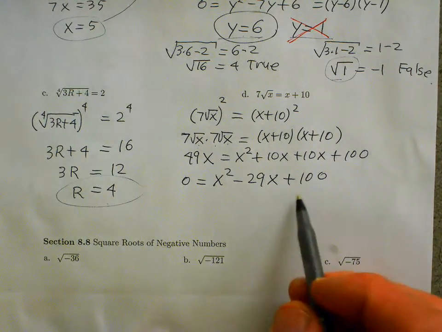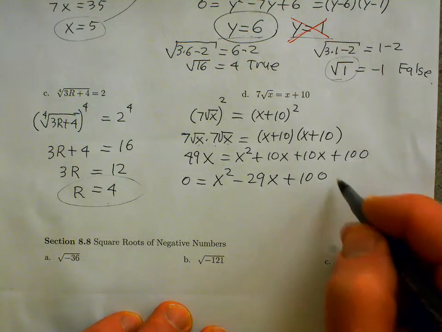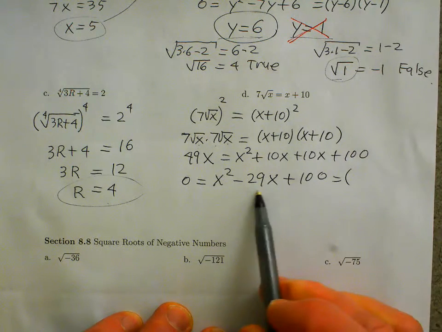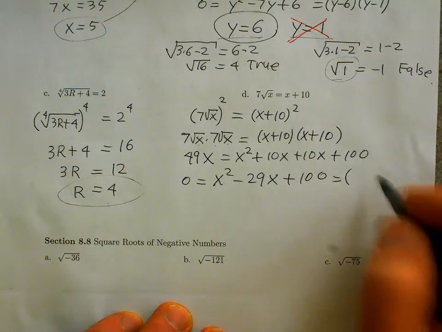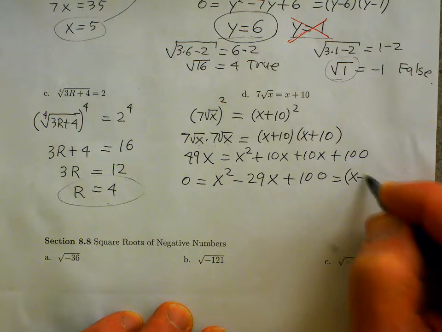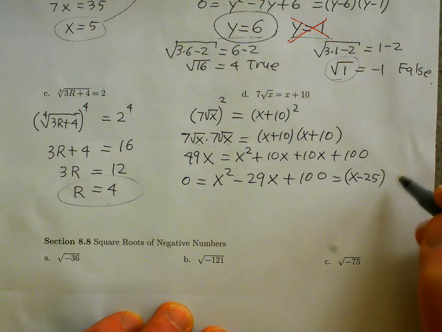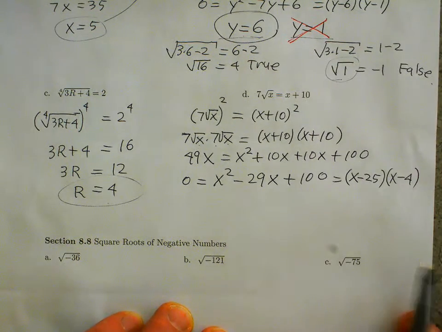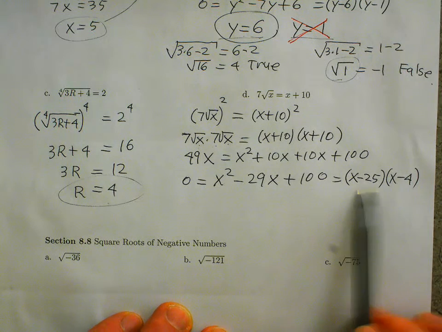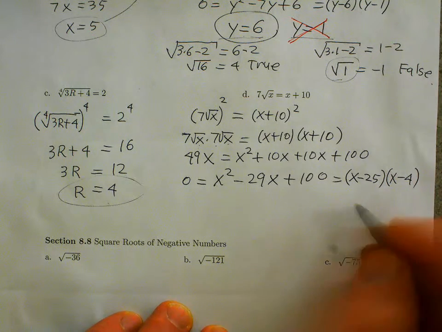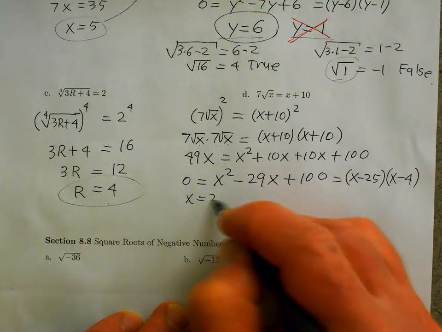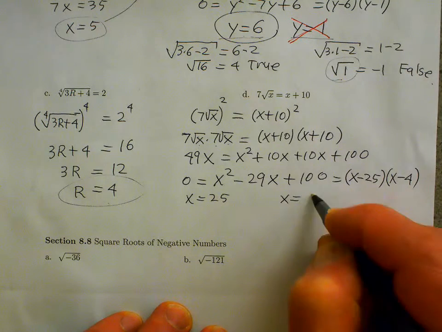This factors pretty nicely. X squared minus 29x plus 100. One factor is x minus 25, and the other factor is x minus 4. This equation has two solutions, x equals 25 and x equals 4.